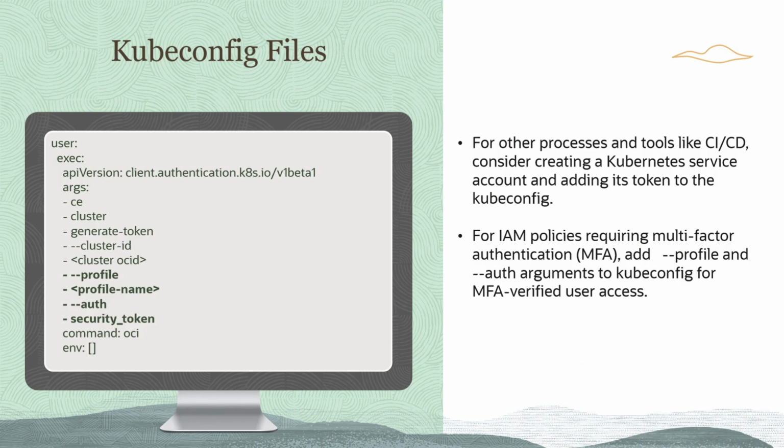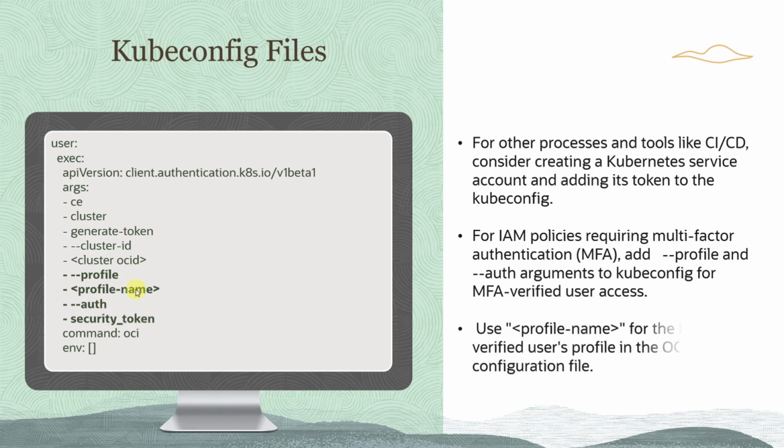Watch out for IAM policies throwing in a twist. If there's a policy playing gatekeeper, allowing access only to users with the golden touch of multi-factor authentication, we've got your back. Add a touch of magic to your kubeconfig file with --profile, profile-name, --auth, and security_token. Simply drop these into the argument section of the kubeconfig file, ensuring the MFA verified user's profile is specified. Remember, the profile-name is the name of the MFA verified user's profile defined in the Oracle Cloud Infrastructure CLI configuration file.